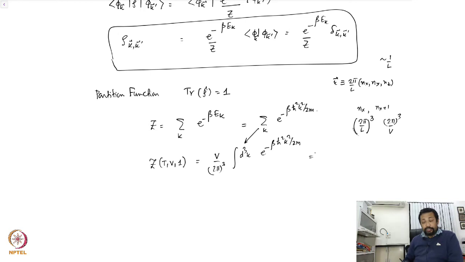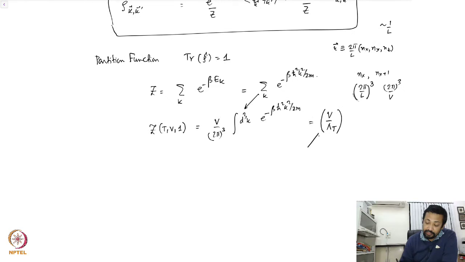And if you do the integral, it's not very difficult to do, you are going to get V over lambda_T cubed, which is exactly the classical partition function for a single particle that we had evaluated. However, the difference is that lambda_T will naturally appear, and lambda_T contains h bar. So the appearance of h bar happens quite naturally.